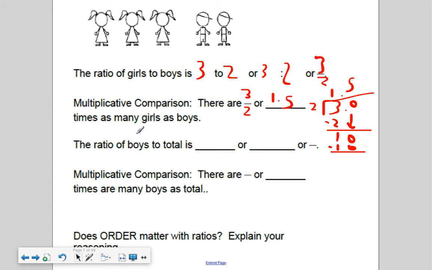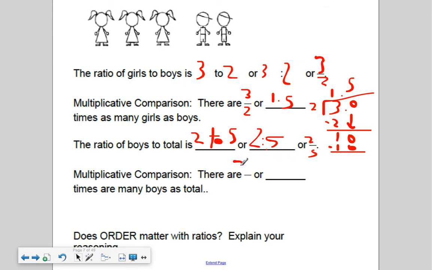Now let's do a part to total. What is the boys to total? There are 2 boys to a total of 5 individuals. The whole group has 5. 2 boys, 5 people. So it's 2:5, or in fractional form, 2/5.